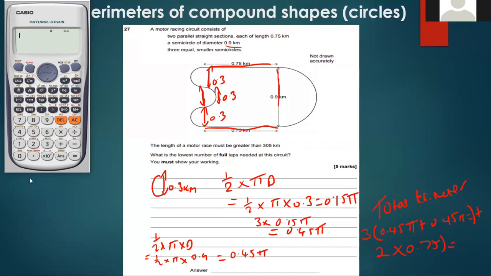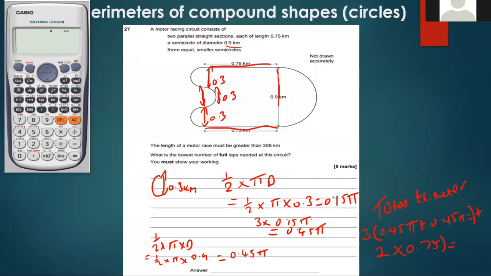So what I'm going to do is the 0.45 pi, and I've got three lots of those, which is 4.24. And then I've also got another one here, because I've got three lots here, 0.45, 0.45, 0.45, plus another 0.45. It's 4.69. And then I've got to do 2 plus 2 times 0.75, and I get 6.1911. Sorry, I've done this wrong. Sorry, guys.